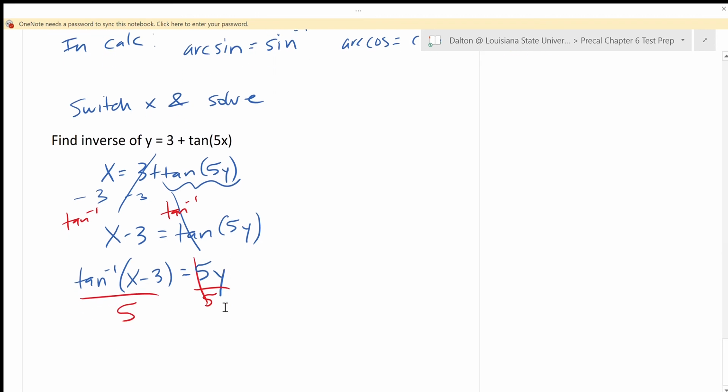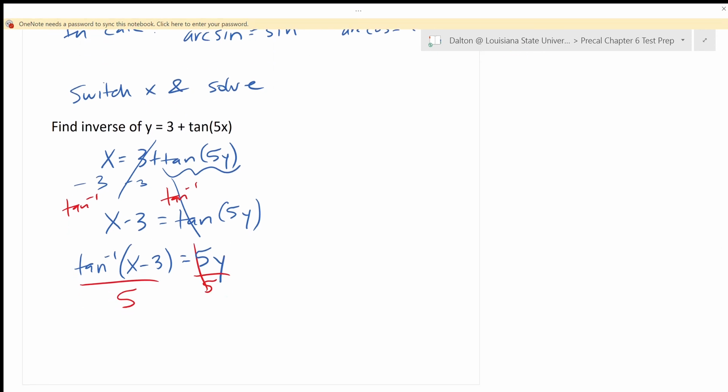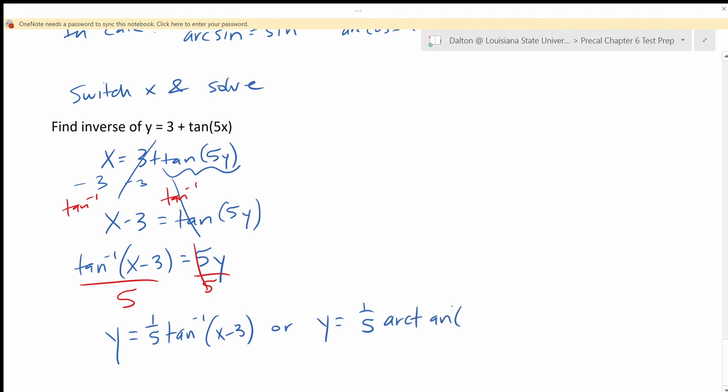And then I end up with, typically you won't see it being divided by like that. We'll actually just write it as a fraction. So you could have y equals 1/5 times tangent inverse of x minus 3, or you might see it written as, and you could also, if you wish, write it as 1/5 times the arctangent, which is all one word. It looks kind of weird that I wrote it like that, sorry. Arctangent of x minus 3.